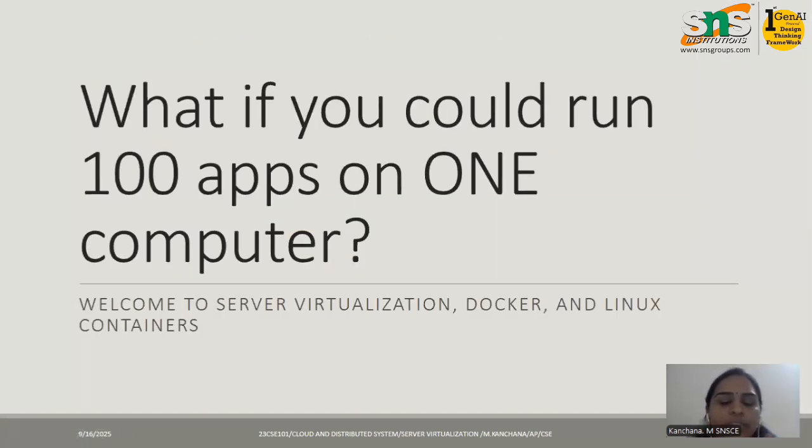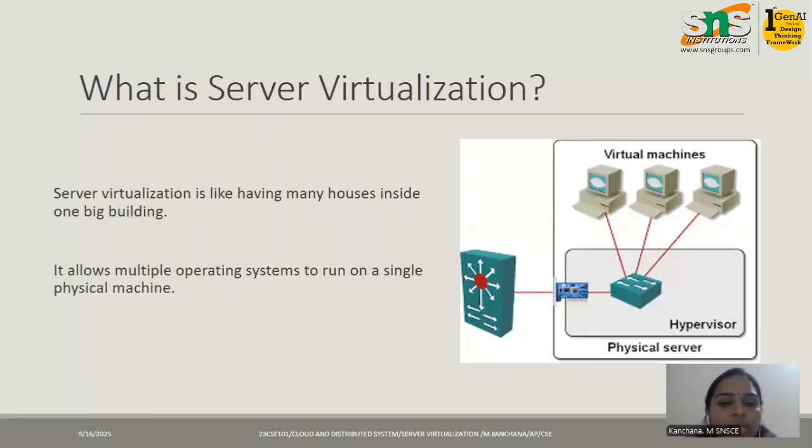So what if you could run 100 apps on one computer? Sounds amazing, right? That is what server virtualization, Docker and Linux container make possible. These technologies let us use one machine to act like many. So it saves resources and enhances the efficiency. Today we will explore how they work and why they are so important in the world of cloud computing. Ready? So first, let's see what is server virtualization.